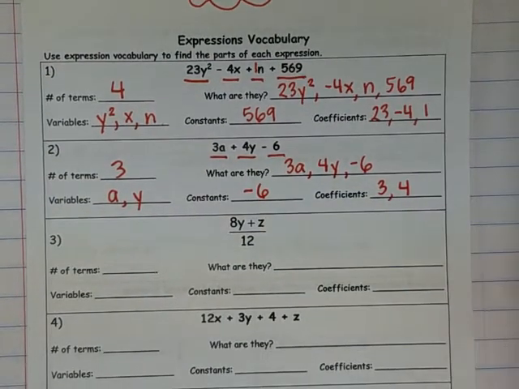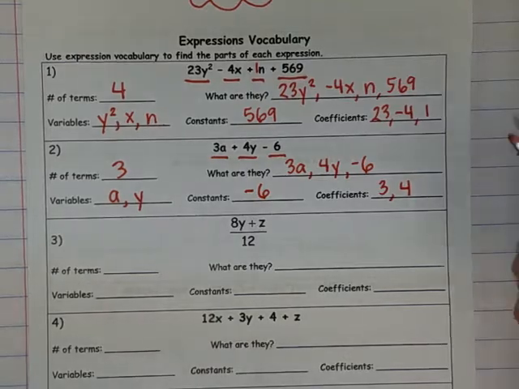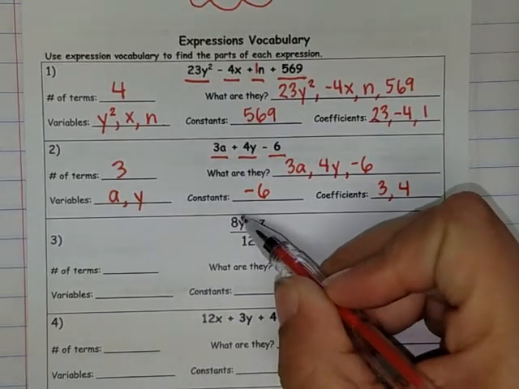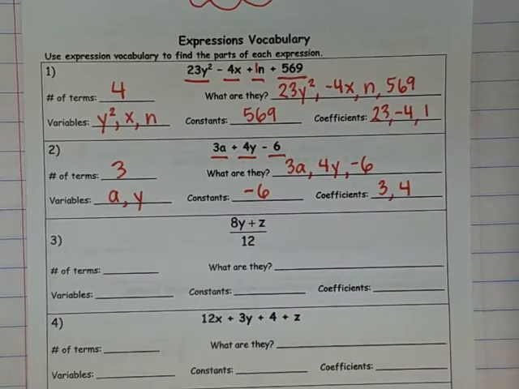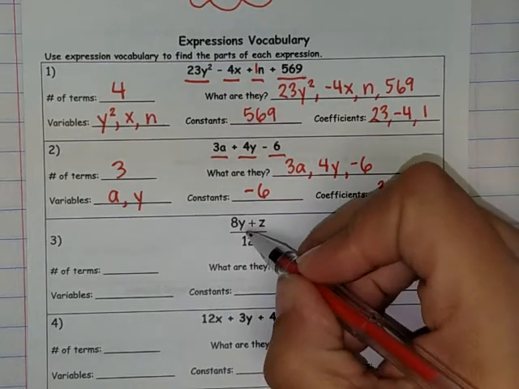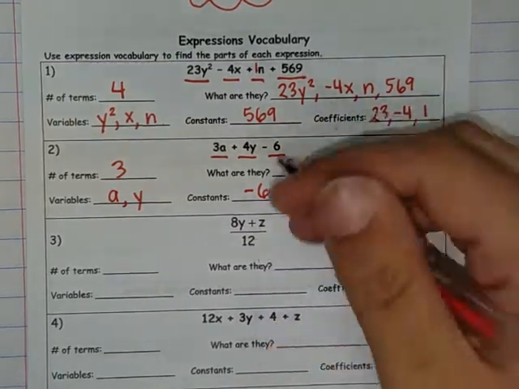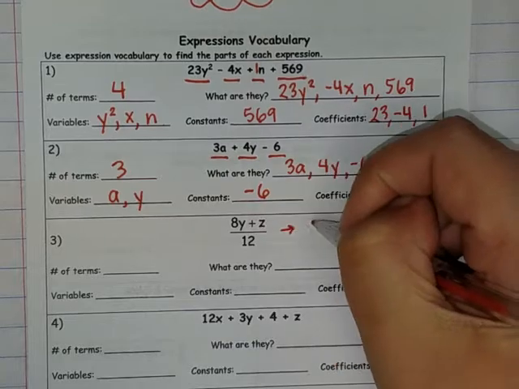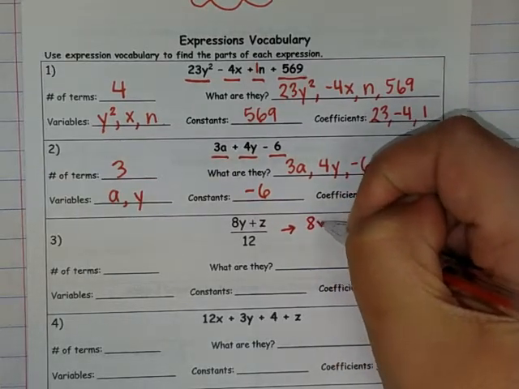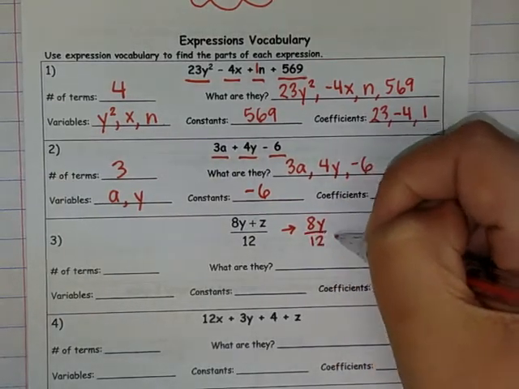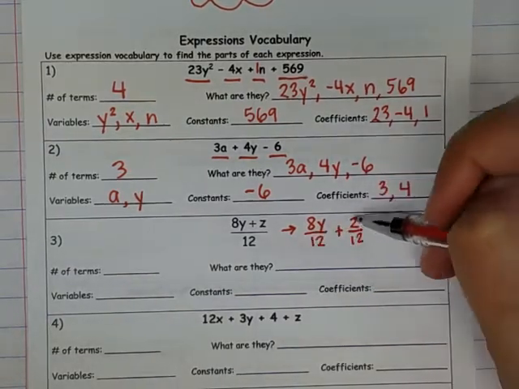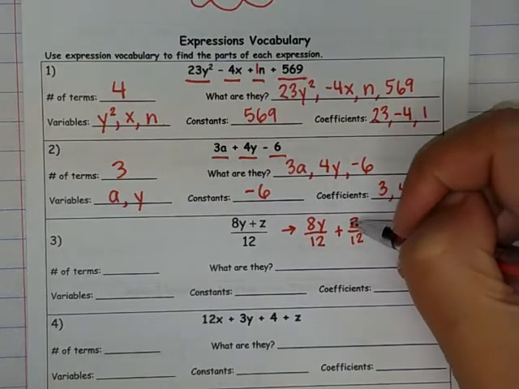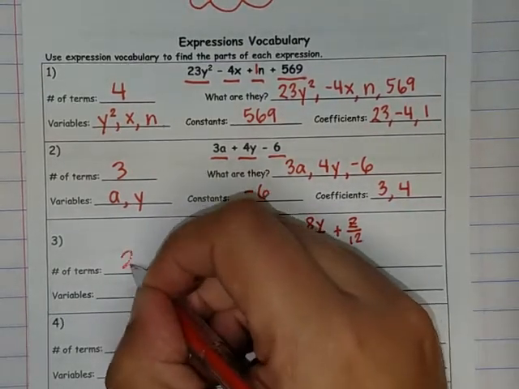All right, next, number of terms. Really, you would think it's 1, 2, 3 terms, but it's not. Because remember, a term is only separated by a plus or a minus sign. Really, each of these pieces is being divided by 12, so we can actually rewrite it as 8y divided by 12 plus z divided by 12. So we really only have 2 terms, okay? So number of terms is 2.